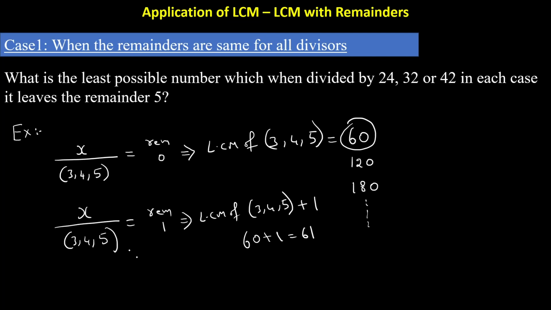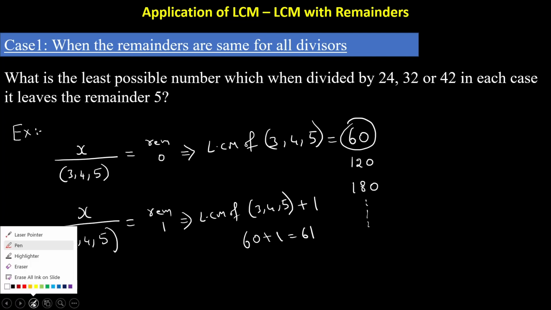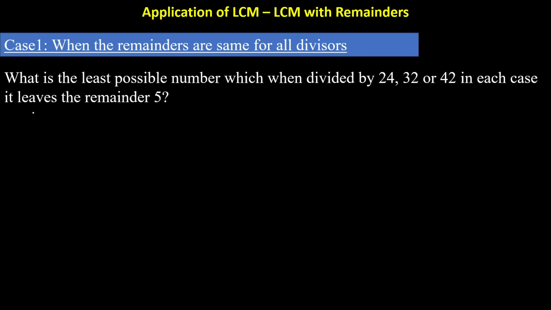If you observe, the question given here is the same model, but the numbers are different. Let us apply the same concept for the above question. What is the least possible number which, when divided by 24, 32 and 42, in each case leaves the remainder 5? What we need to do is find the LCM of 24, 32 and 42 and add 5 to it. So let us find the LCM of 24, 32 and 42.